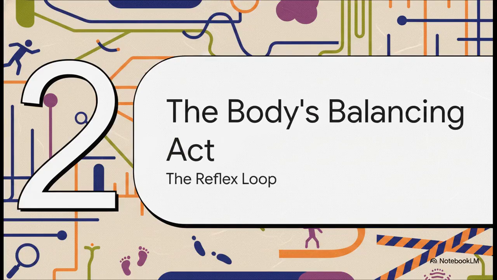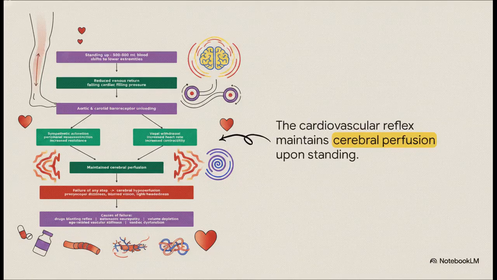Okay, so to really get what goes wrong, we first need to appreciate the elegant system that keeps us all upright. Let's think of this as understanding the crime scene before we start identifying the culprits. Now, this diagram here, it just perfectly maps out the body's incredible reflex. The second you stand up, a huge volume of blood, we're talking 500 to 800 milliliters, instantly pools down in your legs.